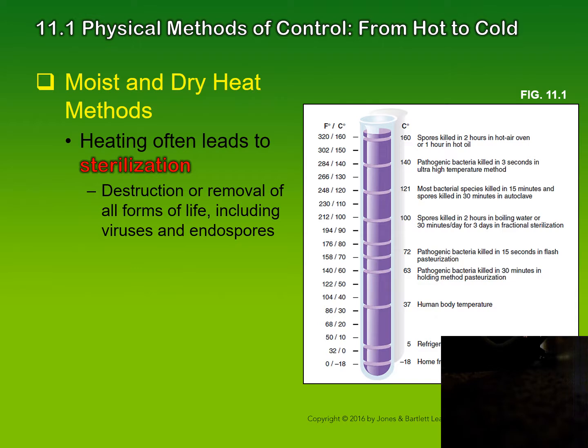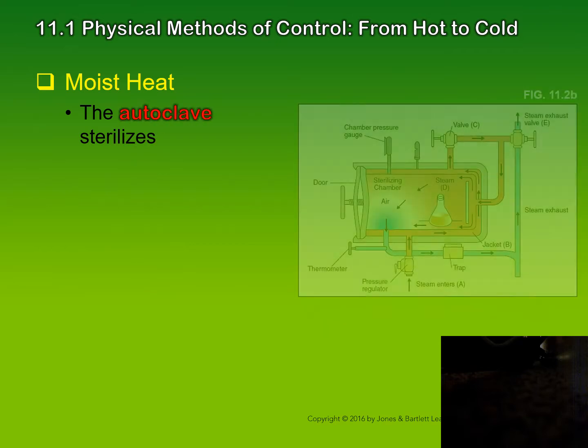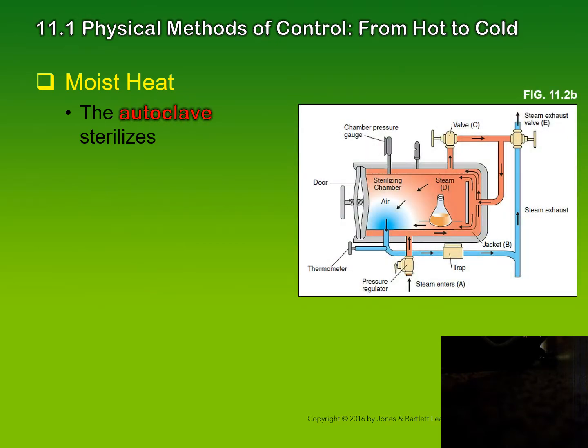When you're thinking of temperature, we can raise the temperature so that we can kill all the microbes. So when you're using moist heat, you're going to be denaturing all the proteins, and you'll also be disrupting cell membranes. Now, the machine that is used most often to sterilize things is a pressure cooker, or sorry, an autoclave. An autoclave is really just a fancy pressure cooker.